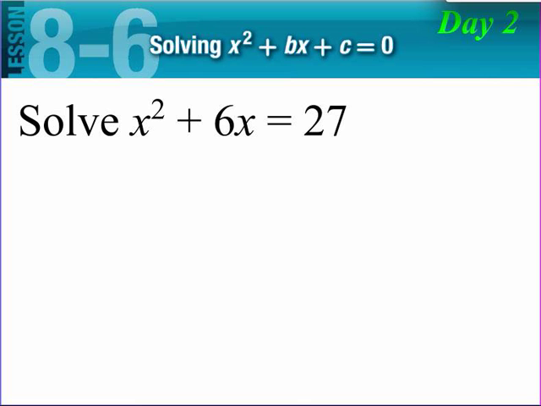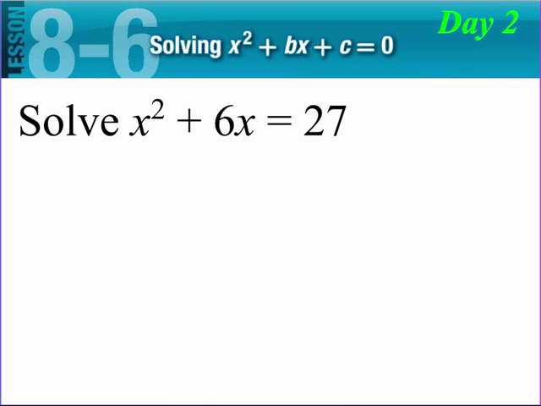On with section 8.6, and we've just got a few problems to look at. If you look at this, how does this look different than any of the problems you looked at yesterday? It equals 27. It equals something, right? So we've got an equals sign. Now what we're going to have to do is solve this equation, and in order to solve it, we're going to move everything to one side of the equation.